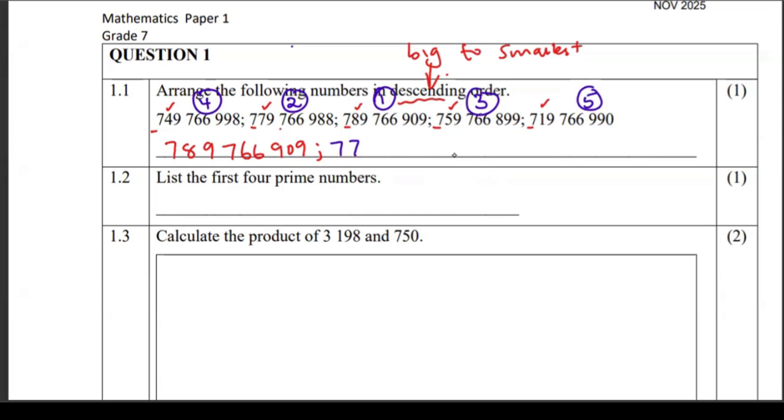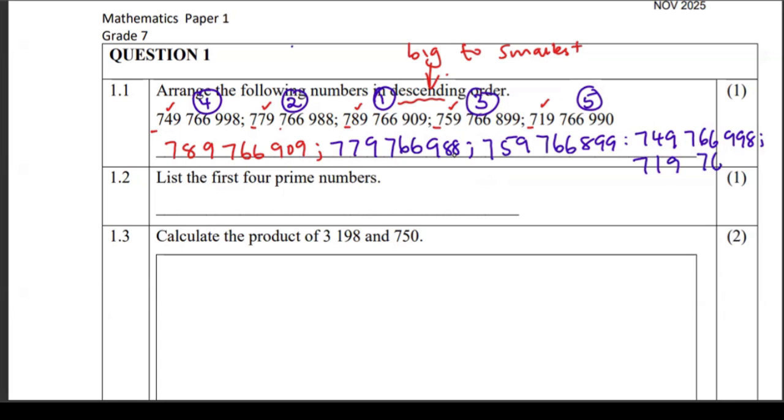So we say 779,766,988. Number 3, we say is 759,766,899. And number 4, we have 749,766,998. And then lastly, we have our 719,766,990. Okay, so that is 1 mark.